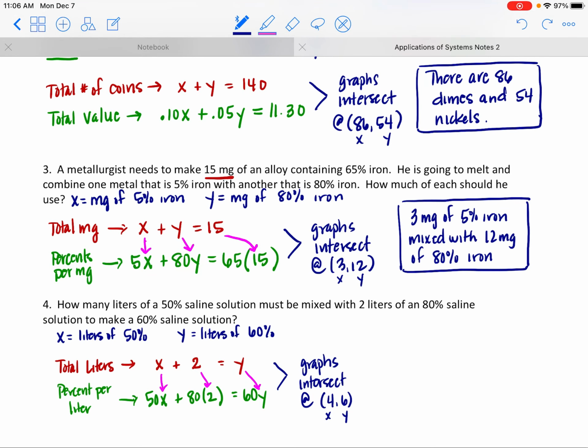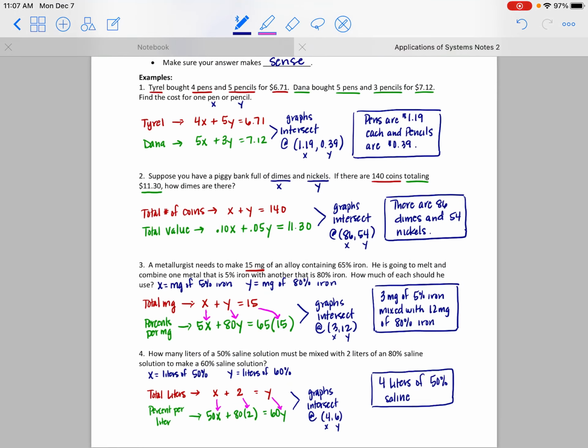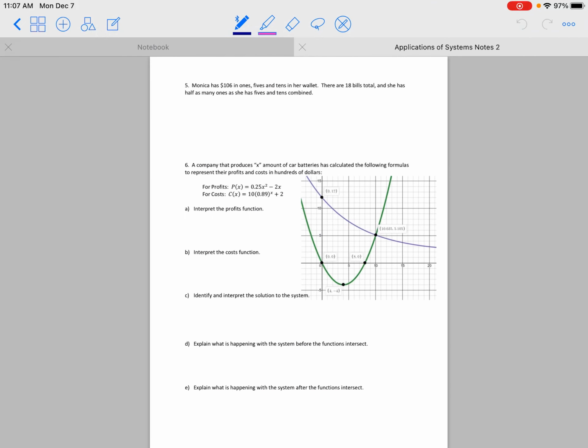The only question was how many liters of the 50%, right? So it's going to be 4 liters of the 50% saline. 4 liters of that are going to be mixed with the 2 liters of 80%, and that's going to make 6 liters total. Okay? All right, so those last two, I know, were more challenging than the first two. But you're not going to see anything much different from these, so as you work on your practice assignment, just try to model what we've done here together, okay? All right, let's look at another one.